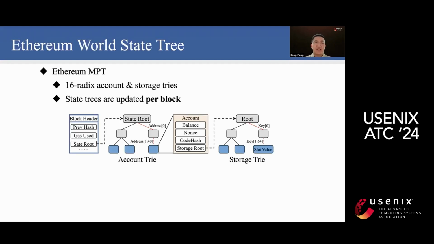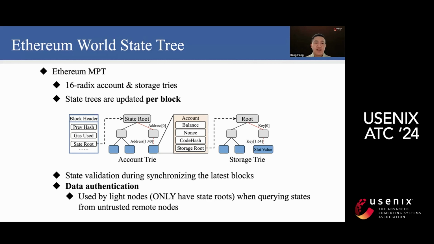Ethereum has the 16-radix account and storage tries. Each time a block is processed, the state trees are updated, and a new state root is recorded in the corresponding block header. Thus, the state transition in Ethereum is a block.